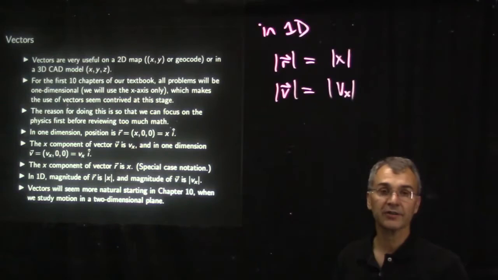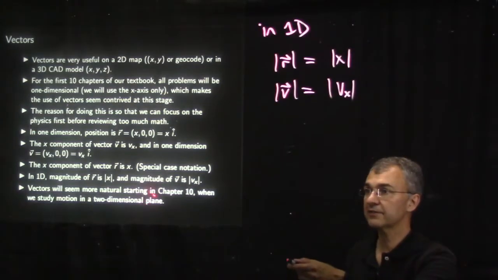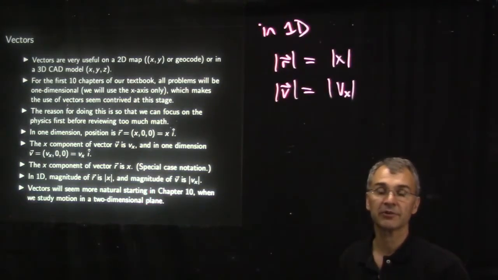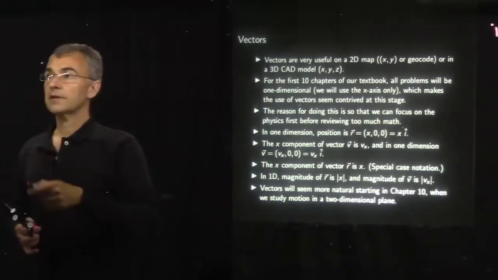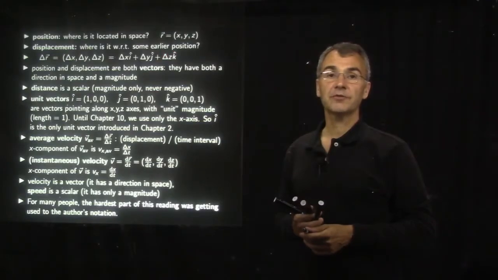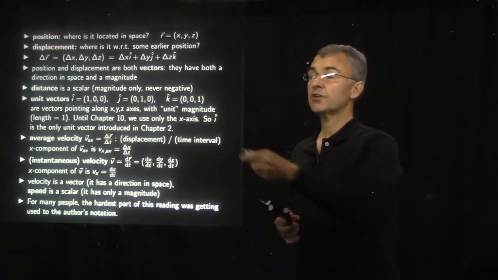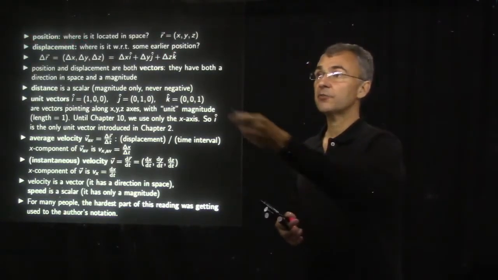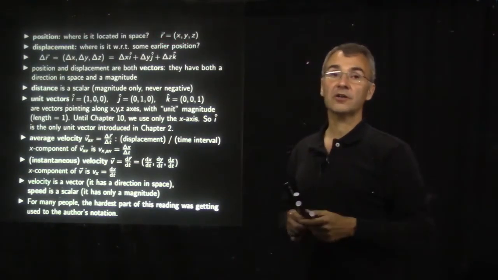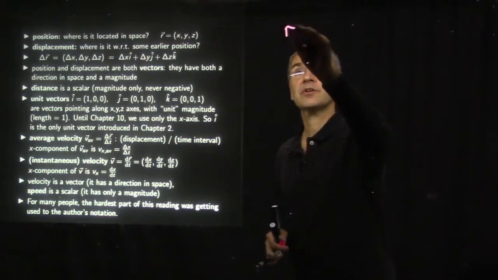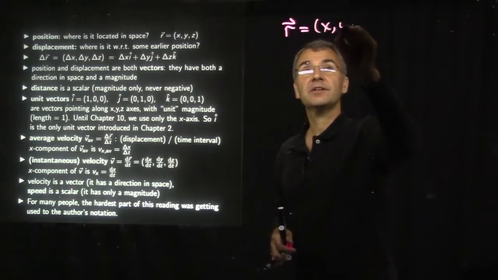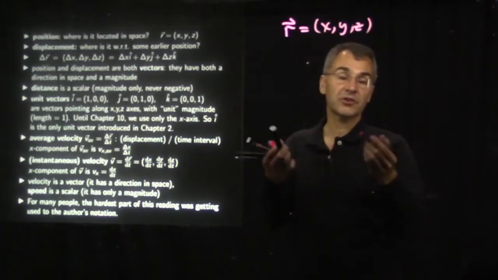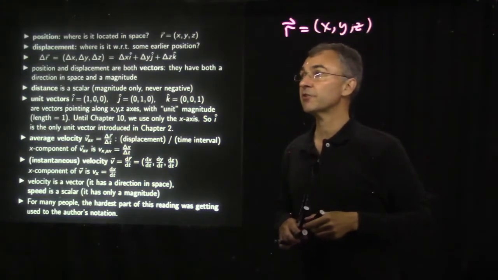So I think you'll see vectors seeming more familiar when we get to motion in a plane in chapter 10. It's probably where you first saw vectors in secondary school, in the context of ordered pairs in a plane. Here's just a recap of notation. Position is where the object is located in space. So it's this vector r, which has components x, y, and z, although it only has a single component x for the first 9 chapters.